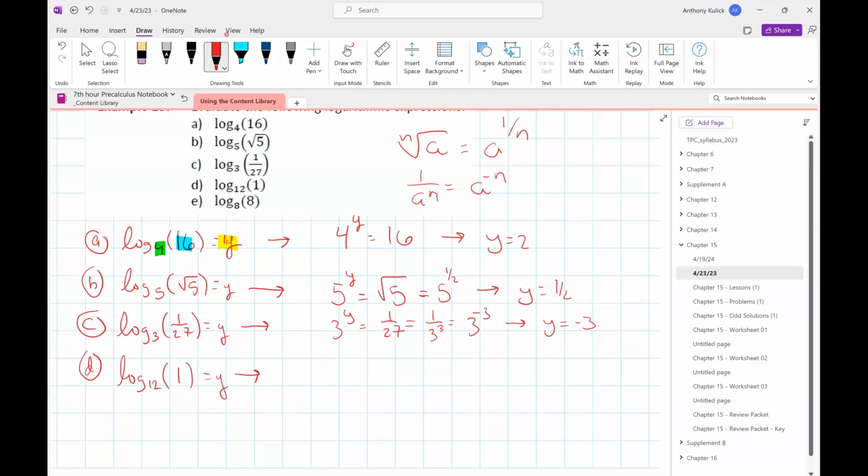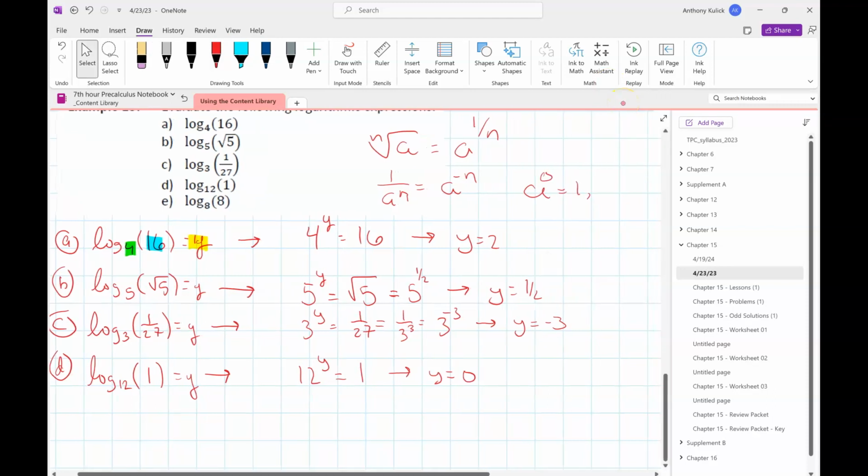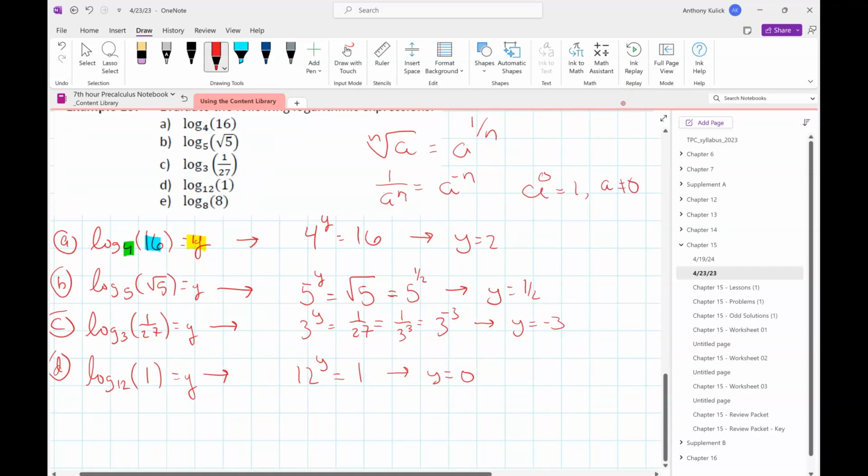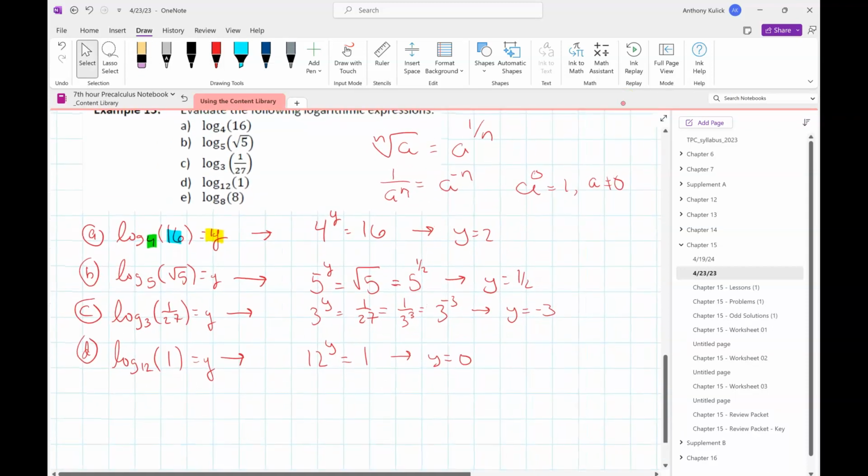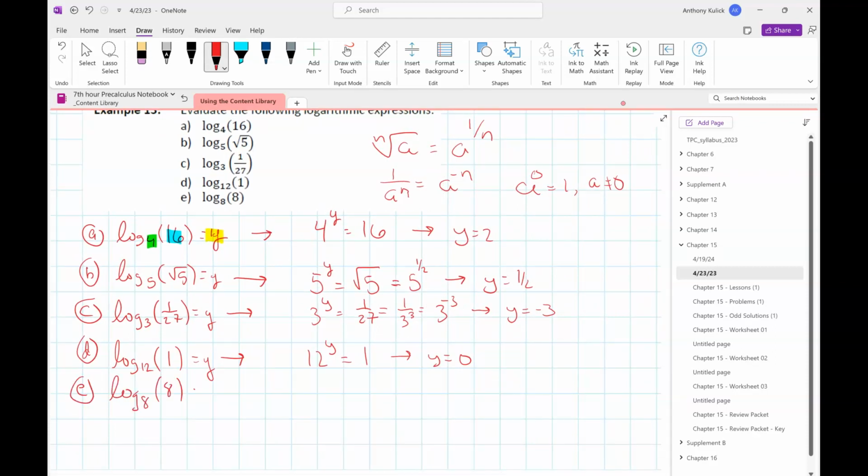So the next one, again, I do b to the y is equal to x. Well, what power of 12 is equal to 1? Nobody? 0 is the right answer. Remember, any non-zero number to the 0 is 1. Just as an aside, what's 0 to the 0? Undefined is correct. Good memory.